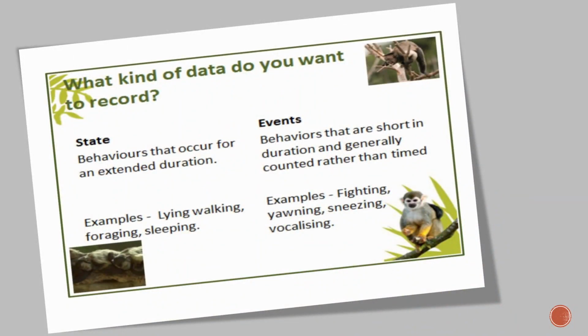So while studying animal behavior, the kinds of data recorded are states and events. State is the behaviors that occur for an extended duration, for example lying, walking, foraging and sleeping. And events are the behaviors that are short in duration and generally counted rather than timed, for example fighting, yawning, sneezing, vocalizing, etc.